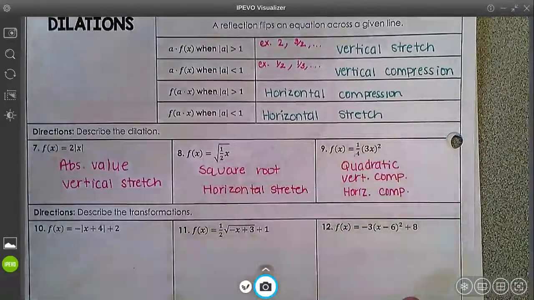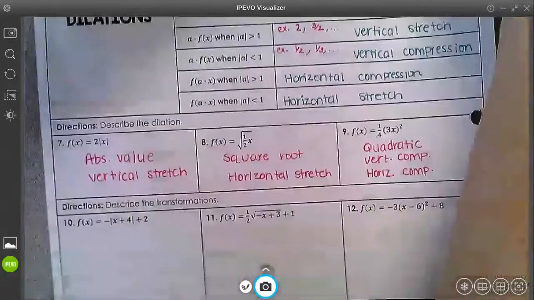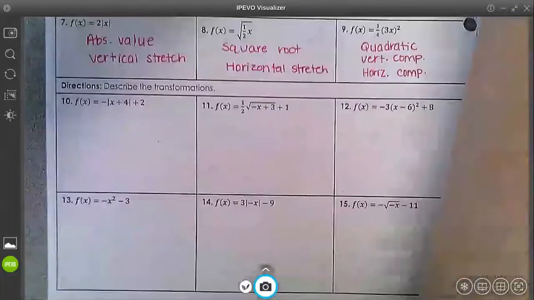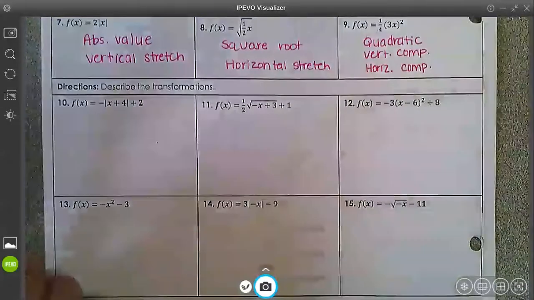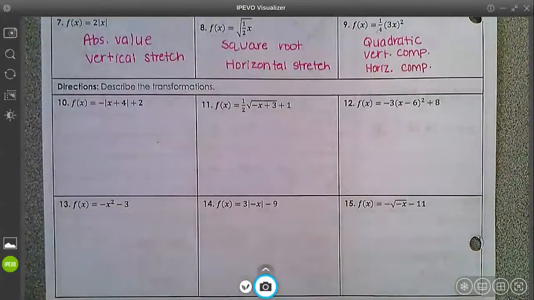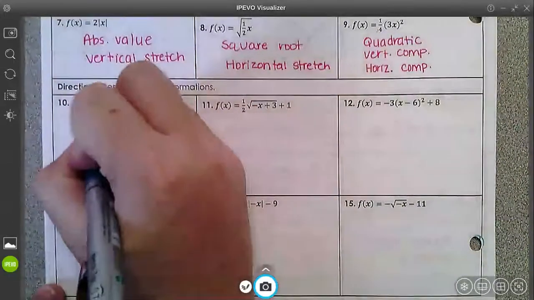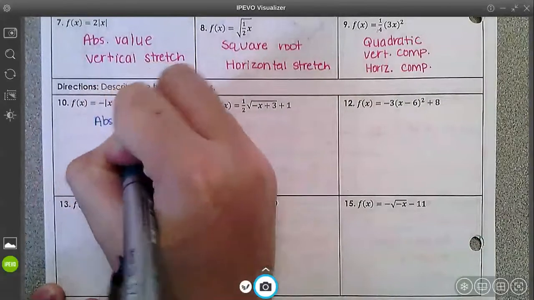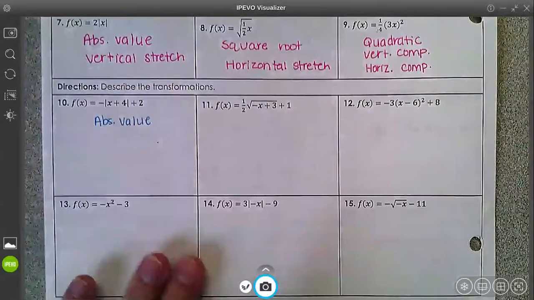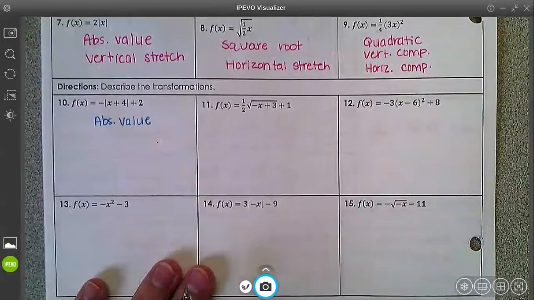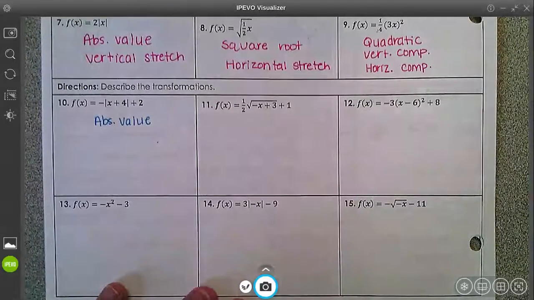Now these last 6 examples put them all together. So you've got to be able to decipher what's happening here. I think you have the type of function figured out. So this one is absolute value. So what's one thing that you see that's happening? What do you see in the front?